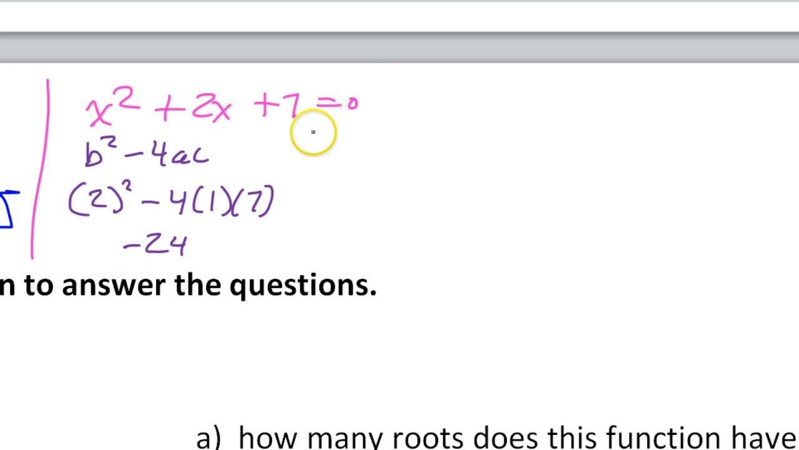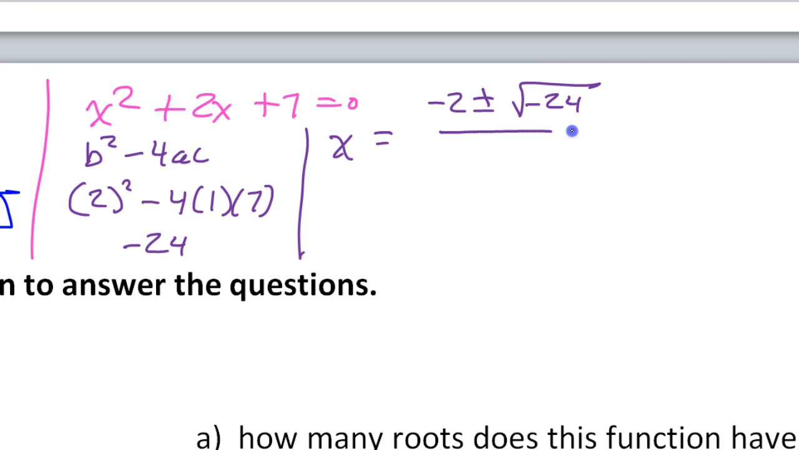Okay? Now we can do the rest of it. So x equals opposite of b, so that'll be negative 2 plus or minus square root of negative 24, over 2. It's all over 2a, but, you know, a is 1. See that negative under the radical? What do I do with that mess? You do the i. That's correct. So we have negative 2 plus or minus i radical 24.